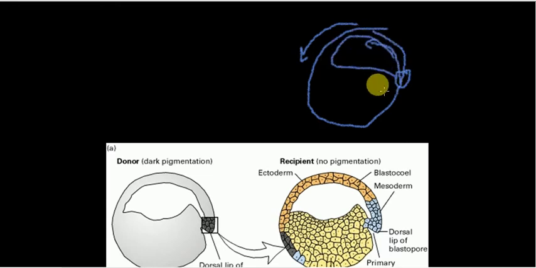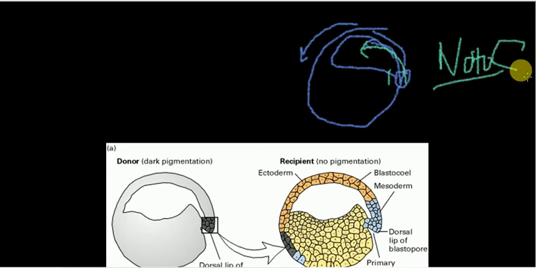This archenteron leads to the displacement of the blastocoel, and a group of cells involuting through this dorsal lip of the blastopore, as I have shown before, will form the notochord. And the notochord is specifying the anterior posterior axis.